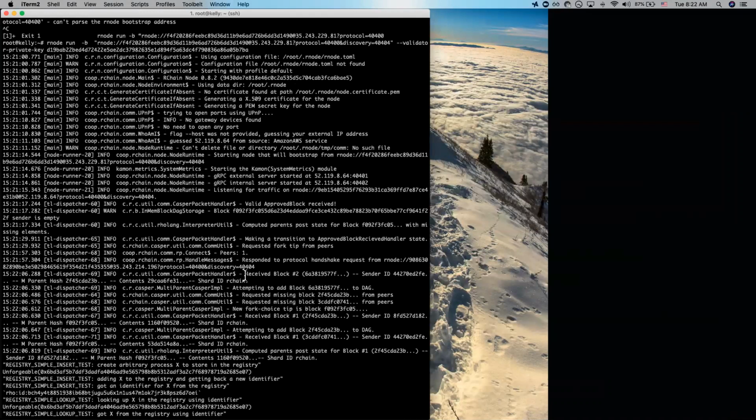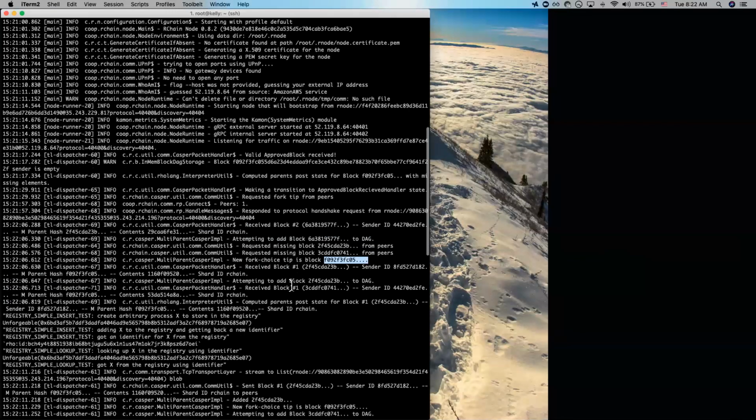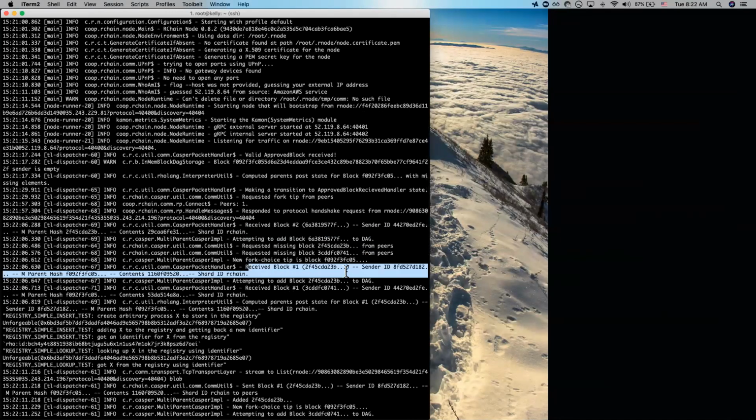So here you can see that, of course, we have other validators on the network. And so there was traffic there, and I've received block 2. I'm attempting to add it to my DAG. And of course, block 2 has parents, and my node recognizes that it's missing them. So it's requesting those missing blocks. I'm still at this fork tip because I only have the Genesis block on my local DAG. And look here, I received block 1 and am in the process of adding it.